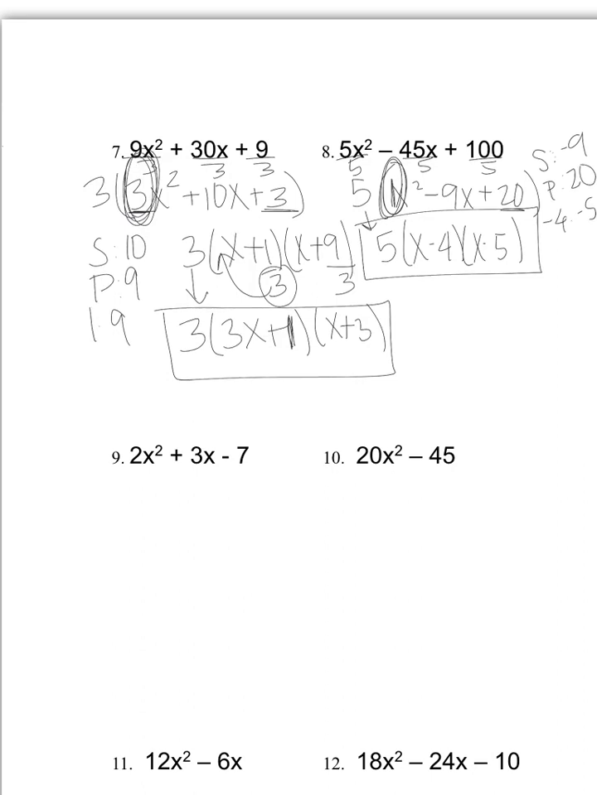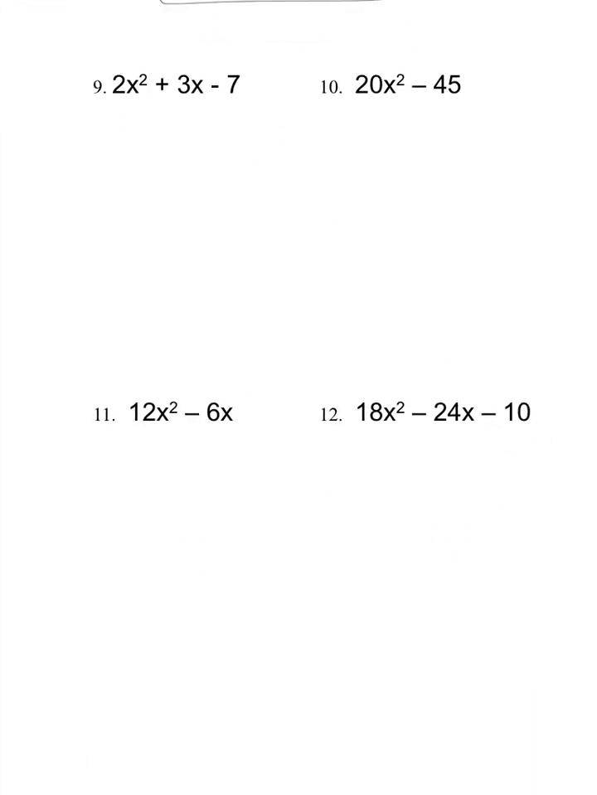Okay, looking at number 9. They don't have anything in common, so it's three terms. We want the sum to be 3. The product, notice it's a 2 in front of x squared, so that's going to be negative 14. So writing out, we know one term would have to be negative. Negative 1 times 14, negative 2 times 7.